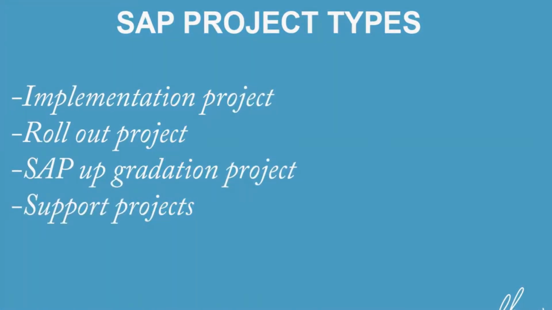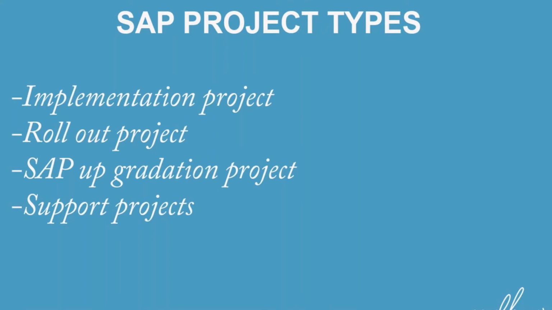Coming to the project types in SAP, typically there are four types of projects: implementation, rollout, SAP upgradation, and support projects. So what is implementation? Let's consider a company which has never used SAP and now wants to use SAP. That kind of project is an implementation project. A rollout project is when a company has branches in different countries, like 4 or 5 countries, and they start implementing SAP in one location. If it is successful, then they roll out the same template to all other locations. That kind of project is a rollout.